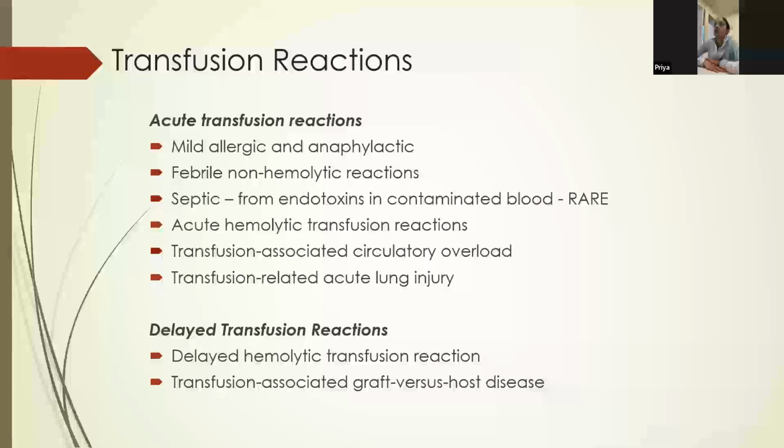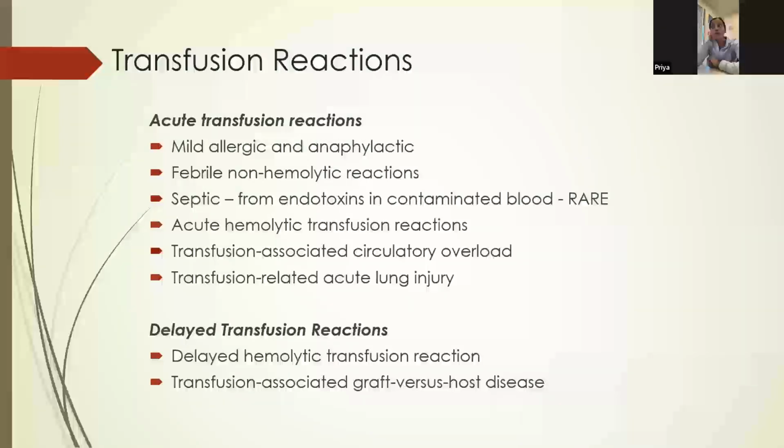The other types of reactions that can be pretty detrimental to a patient's life are TACO and TRALI. The first one, TACO, is transfusion-associated circulatory overload. That usually occurs within 6 hours of your transfusion. You're going to have tachycardia, dyspnea, wide pulse pressure variation. You may even have elevated BNP.